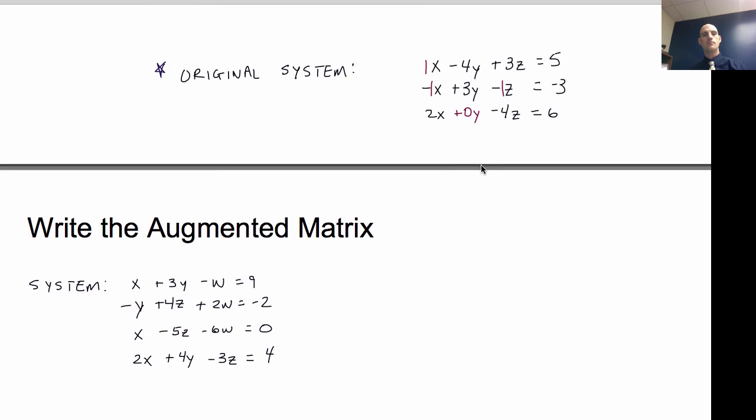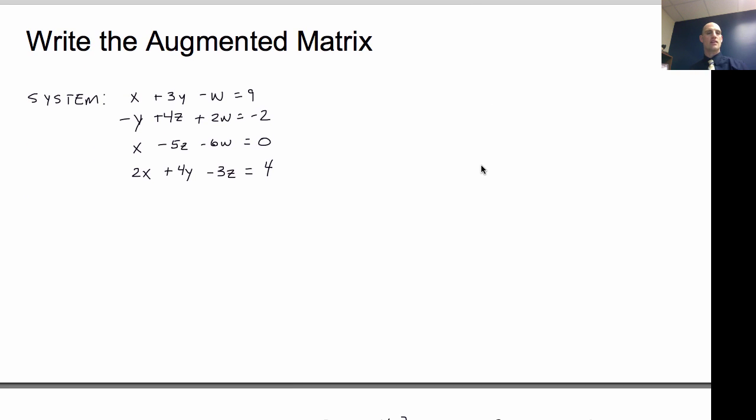In this one, we're going to write the augmented matrix. Here's my system. I want you to notice a couple of things. As we look through, I've got an x, a y, and a w in one equation, and then a y, a z, and a w in another. So I'm actually dealing with 4 variables. I've got x, I've got y, I've got z, and I've got w.